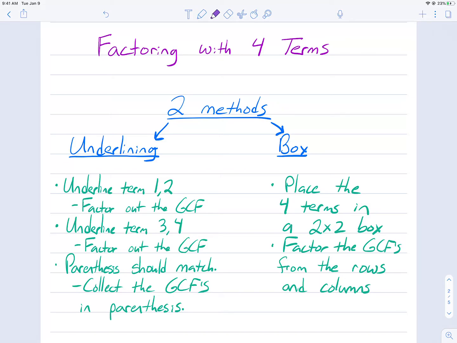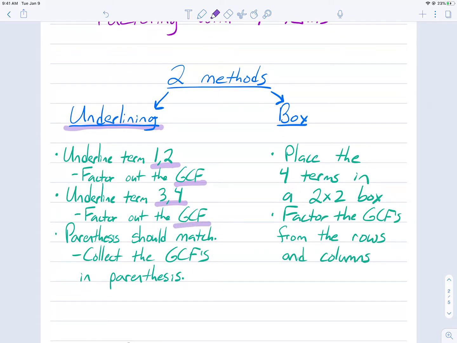If you choose underlining, and I'm going to show you both, first thing you do is you underline the first two terms, terms 1 and 2, and you factor out the GCF. Then you underline terms 3 and 4, and again you factor out the GCF. When you've done this, the parentheses should match. So that's part of your answer. The second set of your answer is collecting those GCFs in their own set of parentheses. So I'm going to do problem number 1 like that. The other way is you make a box. You place all four terms into a 2x2 box and you factor the GCF of the rows and columns. So I will show you both methods.